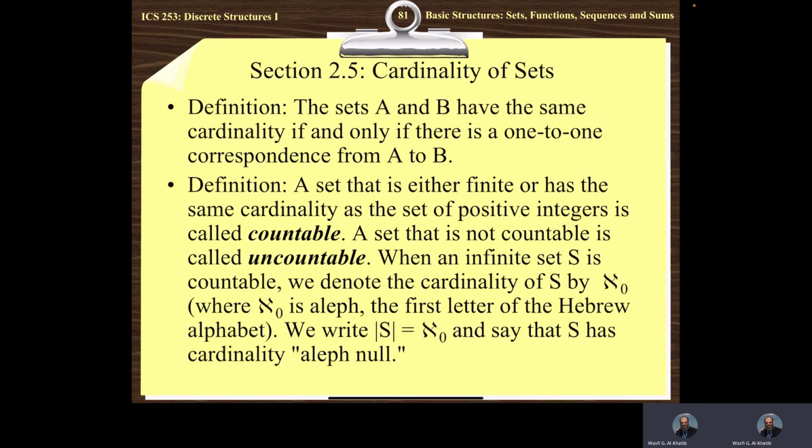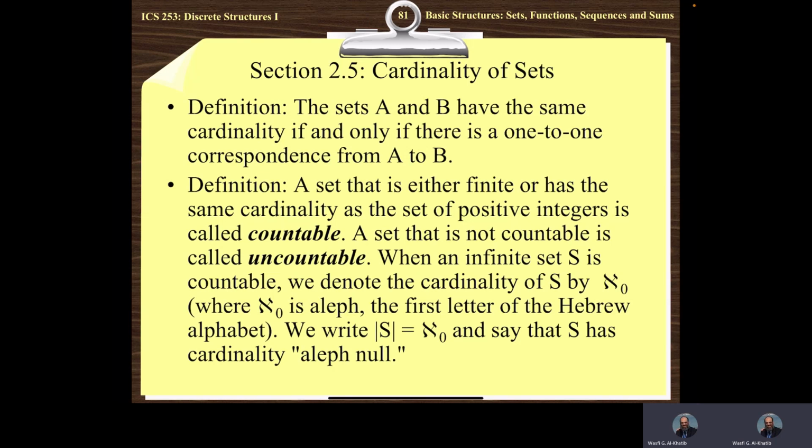So let us now move to cardinality of sets. Let us move to cardinality of sets. Now, sets A and B have the same cardinality by definition. Okay, they have the same cardinality if there is a one-to-one correspondence between A and B. What does one-to-one correspondence mean? A_i equals B_i. One-to-one correspondence.